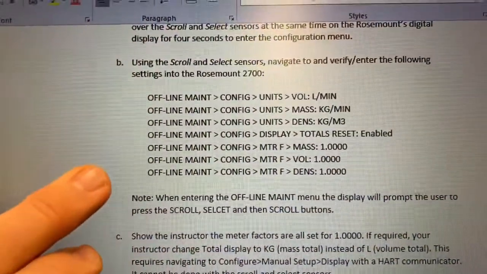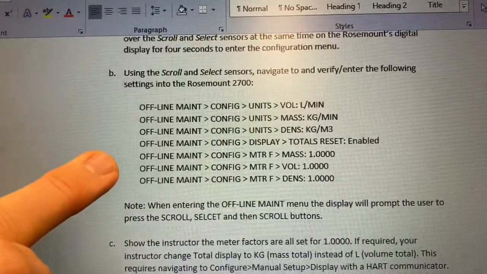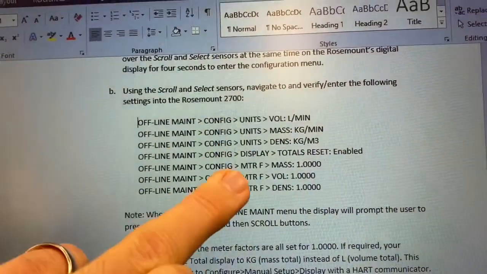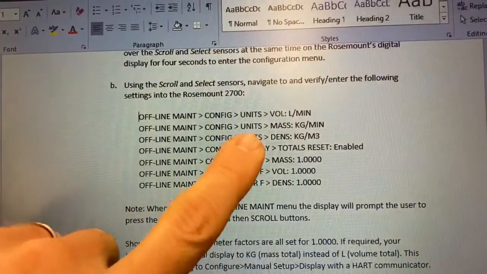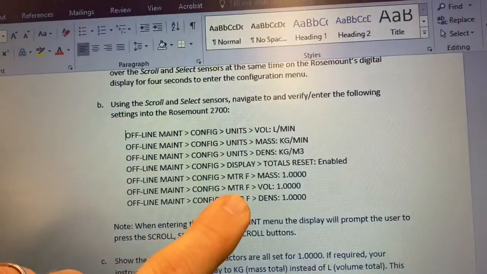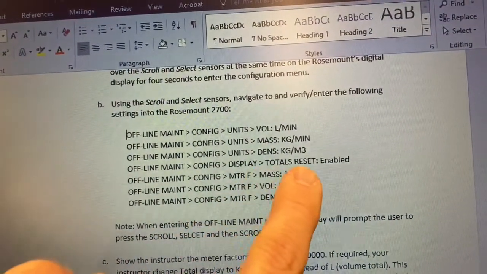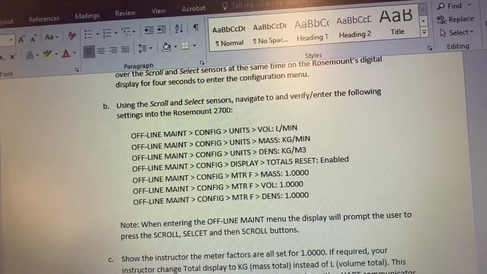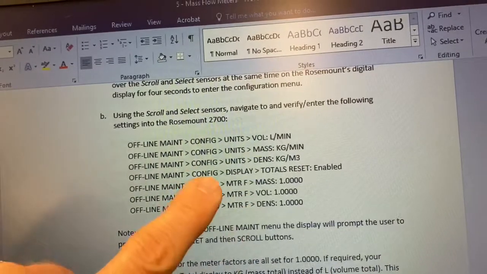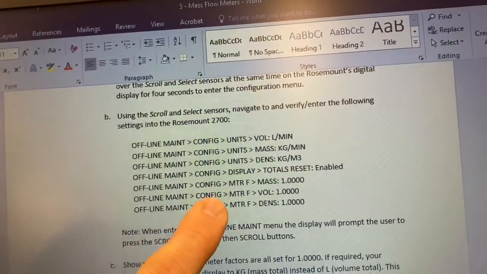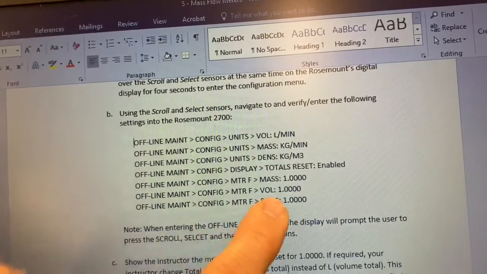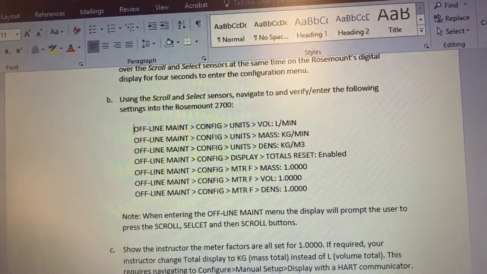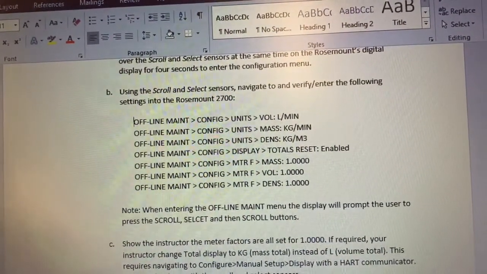So in the first part of the lab, the first bit I'm going to show you how to do is programming the mass flow meter so it's displaying the units that we want and so that we can reset the total from the totalizer and the meter factor. This meter factor we're going to be proving and verifying and then likely changing, but it needs to be set to a value of 1 initially. So we're going to make sure that all these values are set.